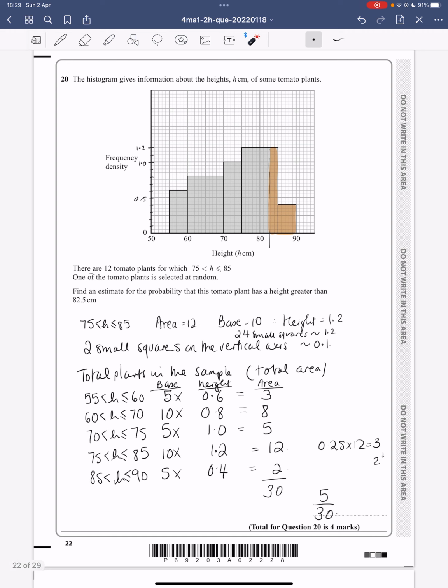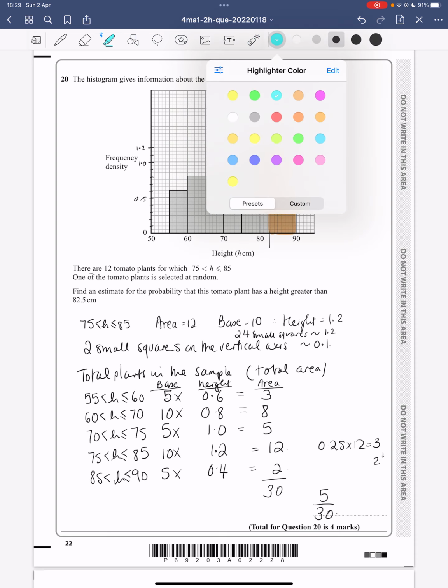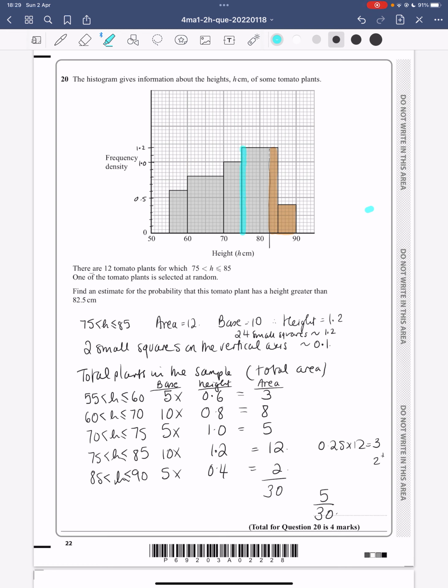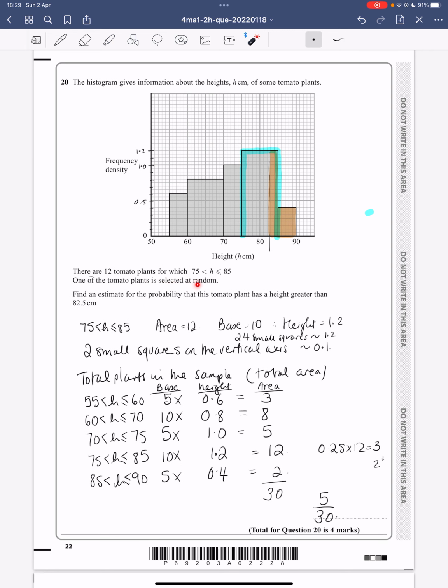Right, question 20. The histogram gives information about the heights h centimetres of some tomato plants. There are 12 tomato plants between 75 and 85. So those 12, inside that box there, that area represents 12 plants. That's going to give us the clue to work out how many plants are in the sample. One of the plants is selected at random.